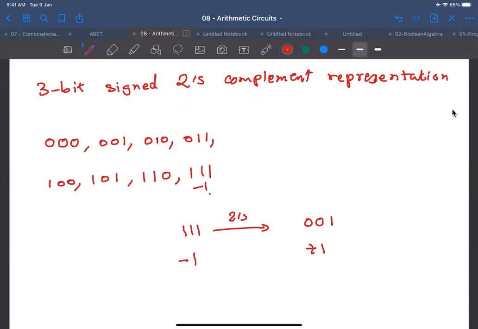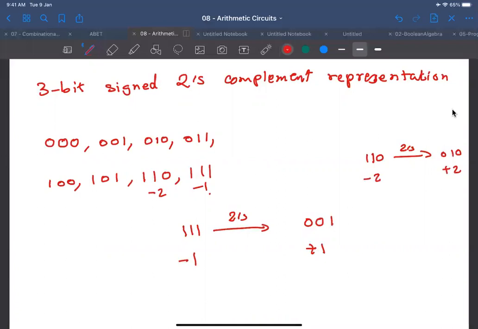I'm going to write the decimal value below the number. So this is -1. And then what about this one here? 110. What is the 2's complement? It's going to be 010, right? So this is +2, and this must be -2. All right. So this is -2.